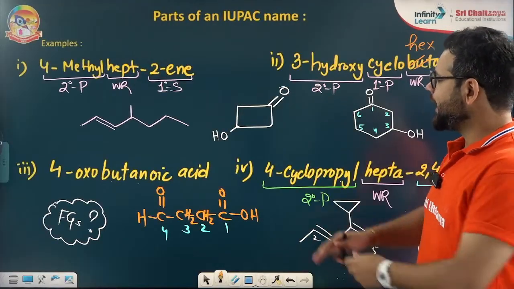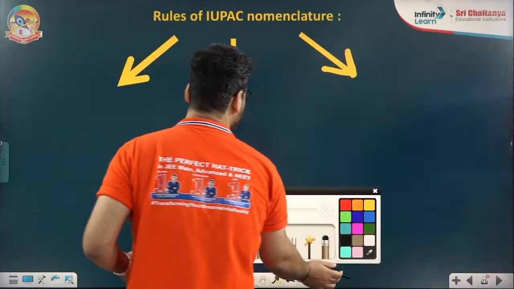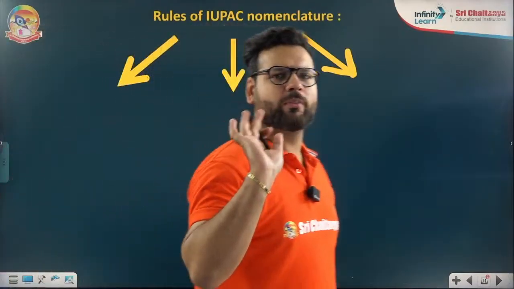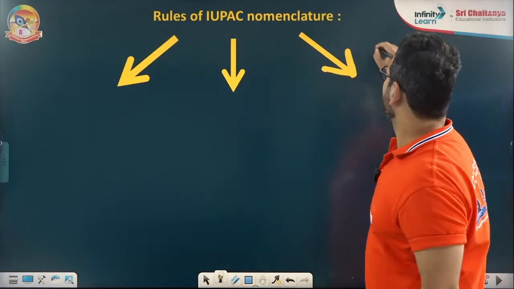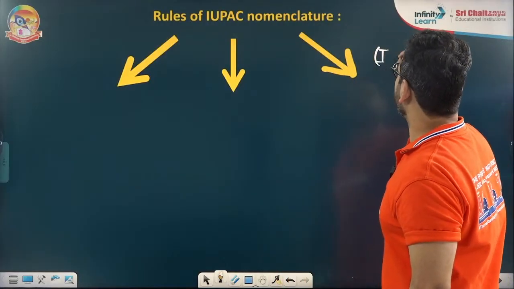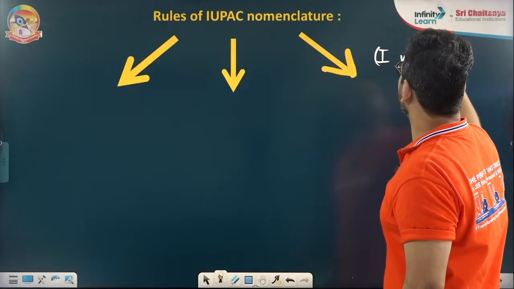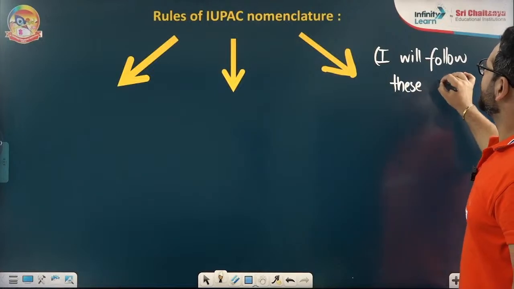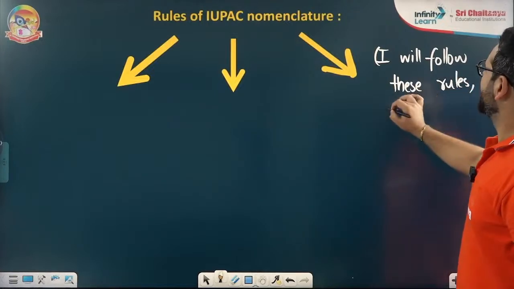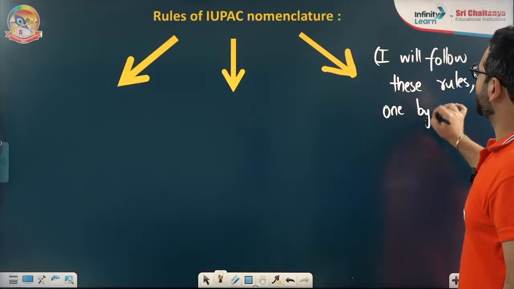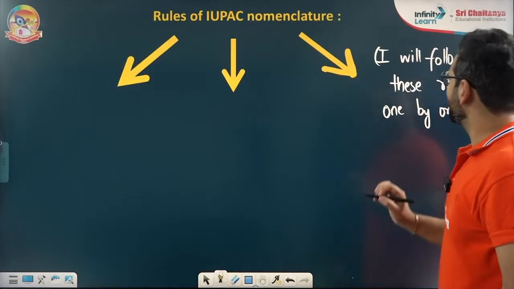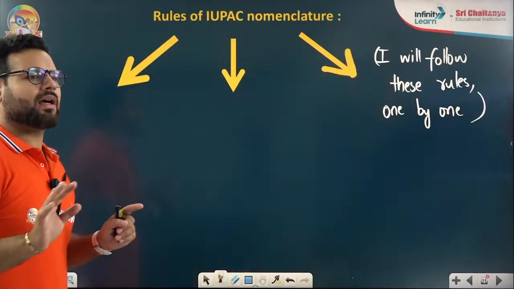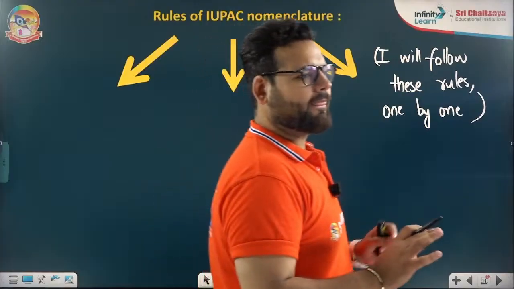Now, we'll start with how we reach the names. Quickly write down, everybody, the rules of IUPAC nomenclature. There are 3 basic rules we need to follow, but follow them one by one. Write it as a promise: I will follow these rules one by one. If you skip any rule, the name will go wrong. The 3 rules are very simple. Rule number 1.